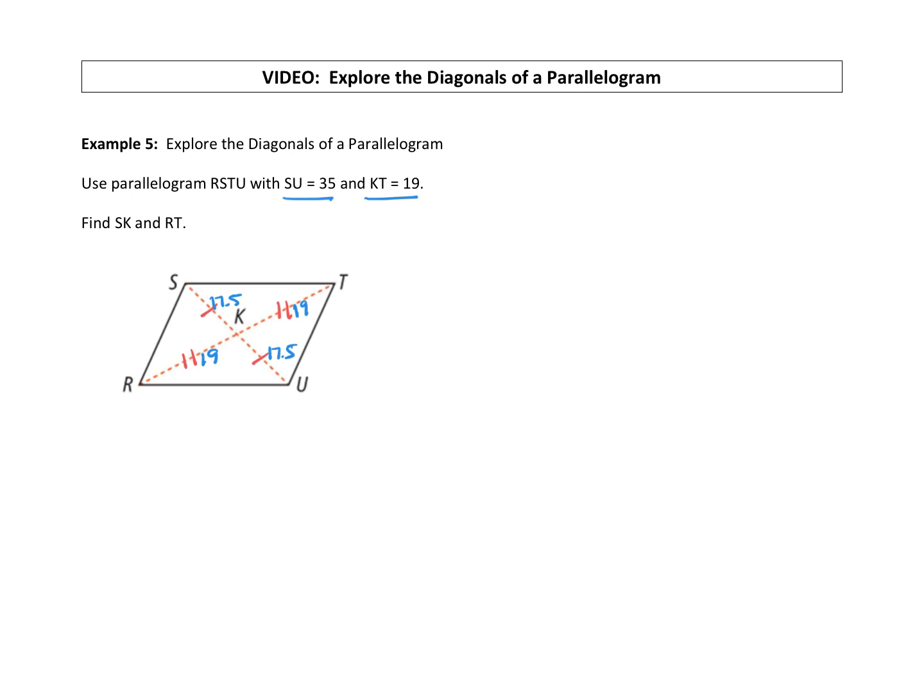So now let's answer some questions. Find SK. Well, here's SK. We actually already did find it. We have it labeled and everything. So SK is equal to 17.5.